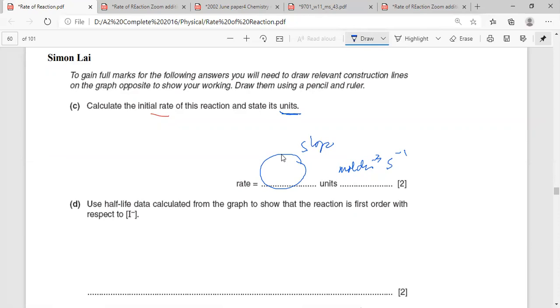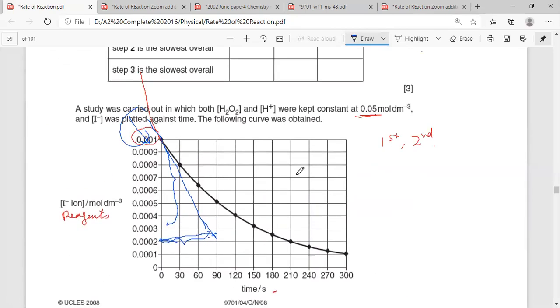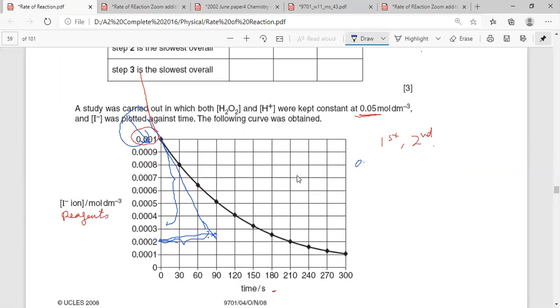Rate. Use half-life data from the graph to show that it is first order. So here's to calculate the rate. Here's first order. They say use half-life. Very simple, isn't it? You must have 2. So from 0.001 to 0.0005, what's the half-life? Here to here. From here to here is how much? 90 seconds. Equals 90 seconds.